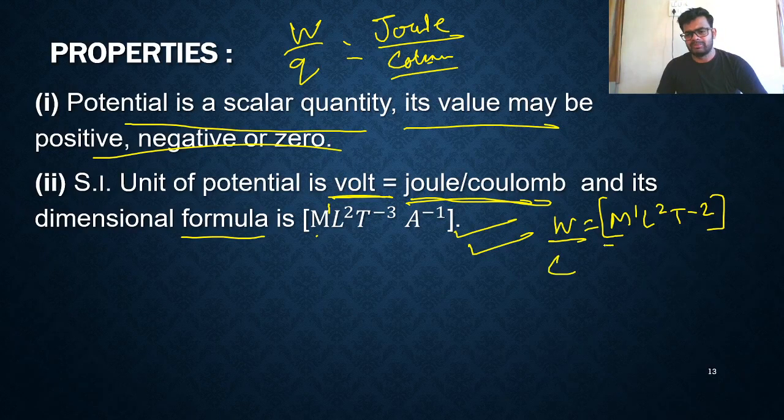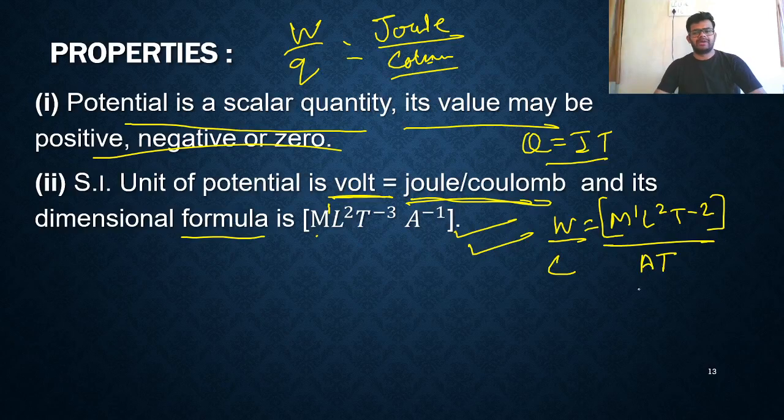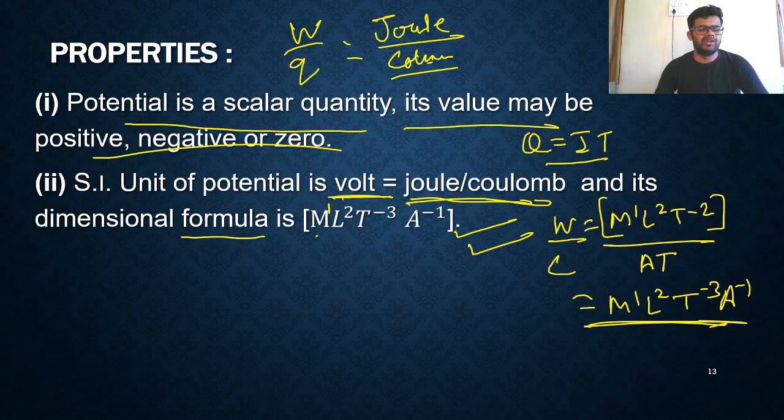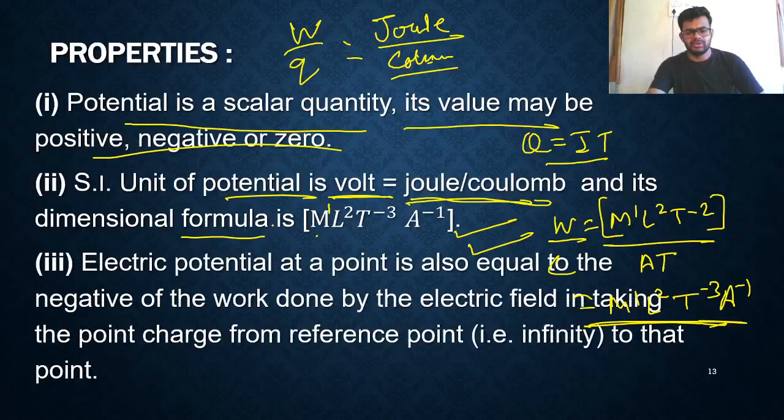Divide by per coulomb. So what is a coulomb? Q is equal to current into time, so ampere second. So you are getting M^1 L^2 T^-3 A^-1. So you got the dimensional formula of potential. That's all. So this is the SI unit of potential and the dimensional formula of potential. Let's move to the next point.